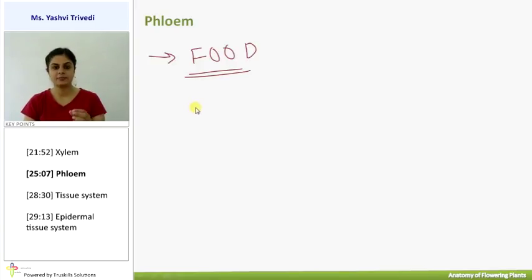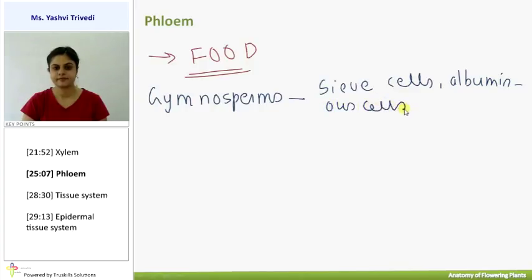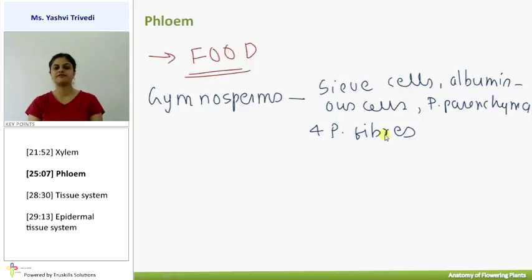The components of phloem are different in angiosperms as well as gymnosperms. First of all, let me tell you the components of phloem in gymnosperms. Gymnosperms have sieve cells, albuminous cells, phloem parenchyma, and phloem fibers. These are the four components of gymnosperms. Out of this, sieve cells and albuminous cells will be the main components for the transportation of food.